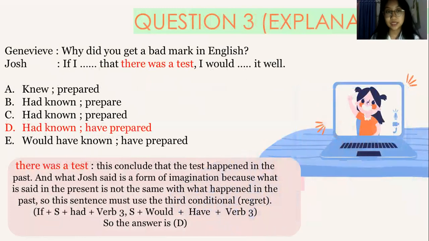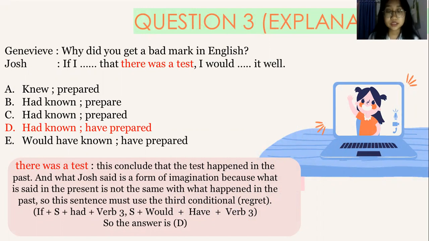Why? I will explain it. The words there was a test conclude that the test happened in the past. And what Josh said here is a form of imagination or regret, because the test already happened and he cannot repeat that test anymore. So what Josh said is a form of imagination, because what is said in the present is not the same with what happened in the past. So the sentence must use the third conditional because it expresses regret here.